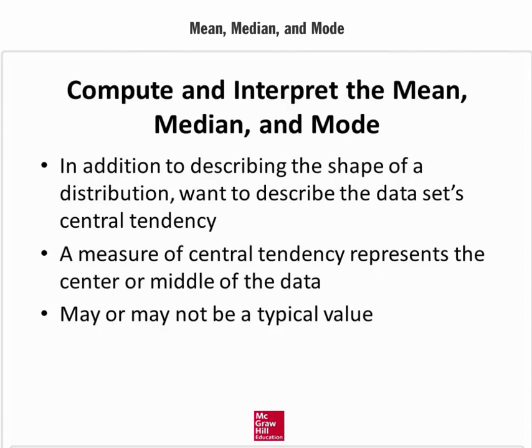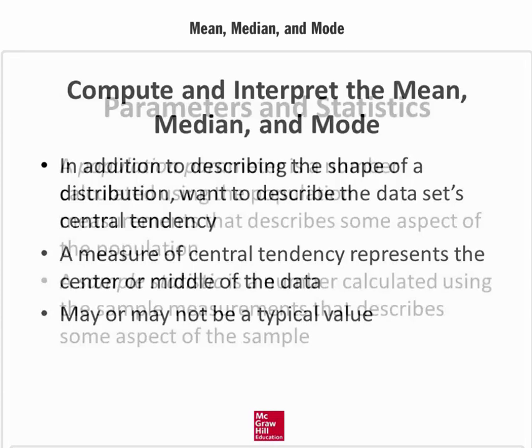In addition to describing the shape of a distribution, often we want to describe the dataset's central tendency. A measure of central tendency represents the center or middle of the data. Sometimes we think of a measure of central tendency as the typical value. However, not all measures of central tendency are necessarily typical values.